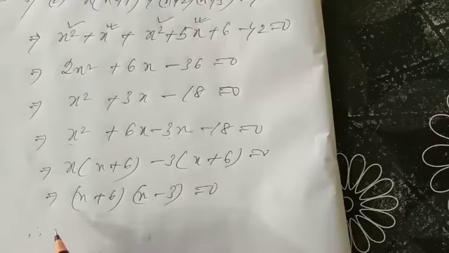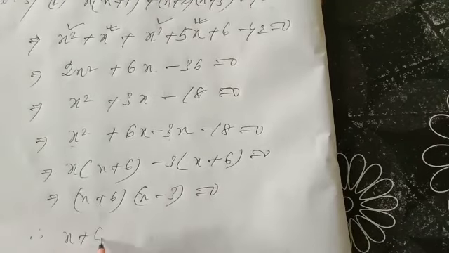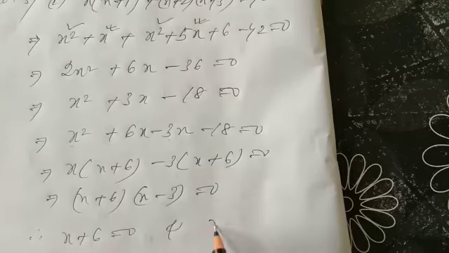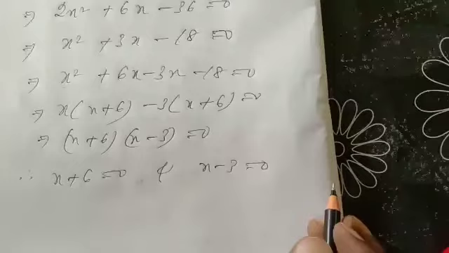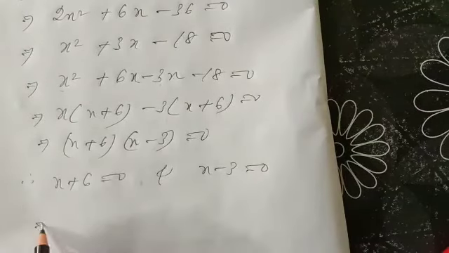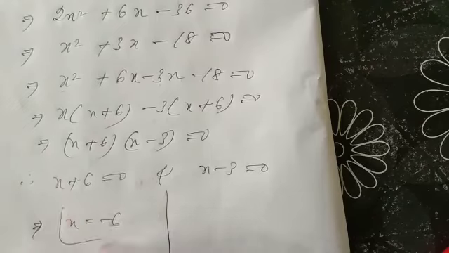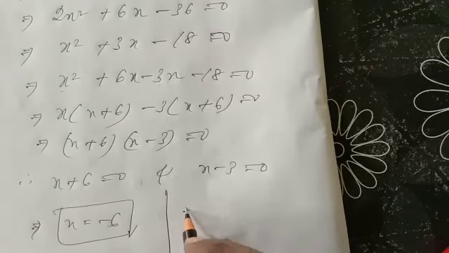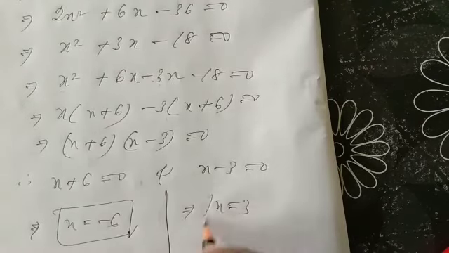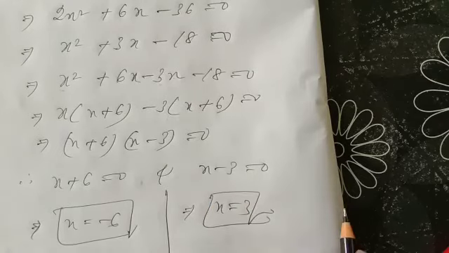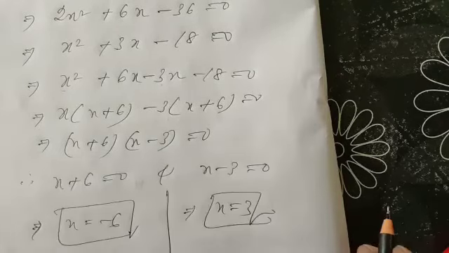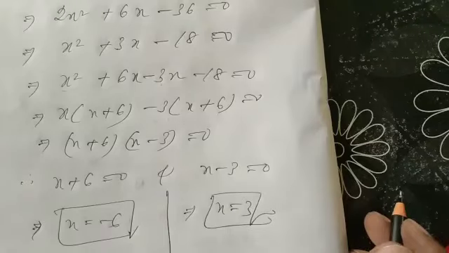Therefore, first bracket, that is x plus 6 equal to 0, and second bracket, that is x minus 3 also equal to 0. Okay. So what is the value of x? x will be minus 6, and here x will be how much? x is equal to 3. In this way, number 3, first part I have completed. Okay. Last part I will do, just number 3, second part. Just wait.